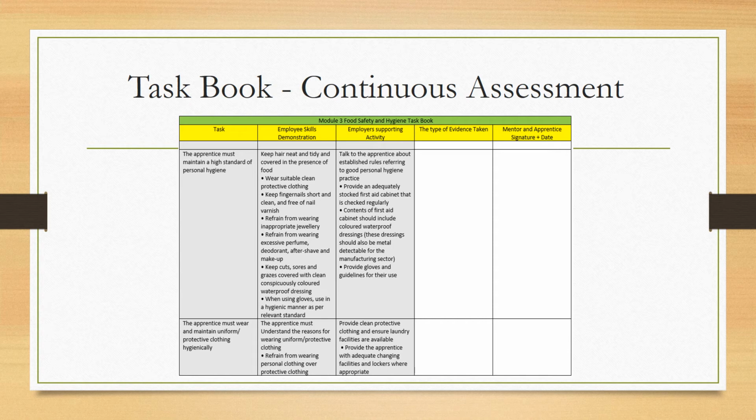Now, the type of evidence taken. So the apprentice can be very creative in the way that he wants to show evidence. But again, it can be something like a document, photo, video, and if they think of something creative to show this evidence, he just has to basically say that and also provide it. And then the mentor and apprentice must sign and date to make sure that the work is done.